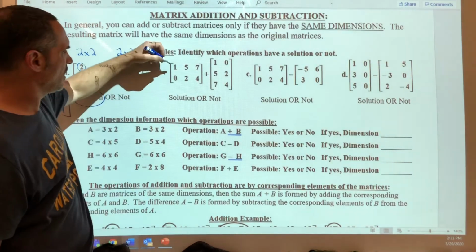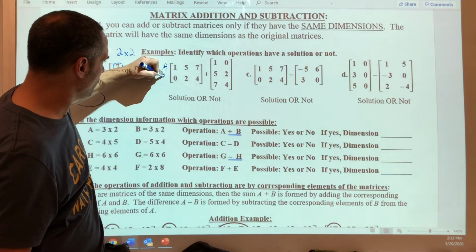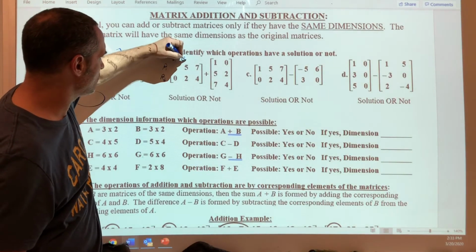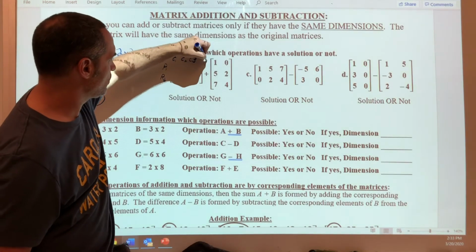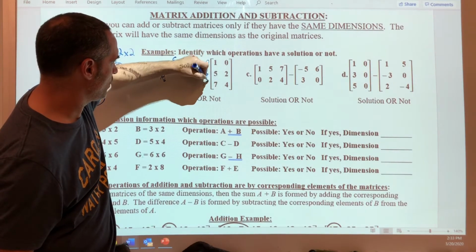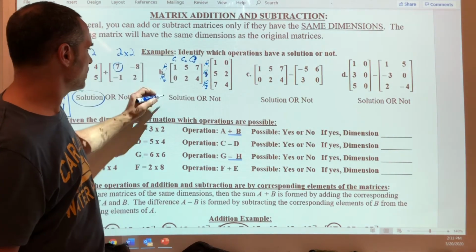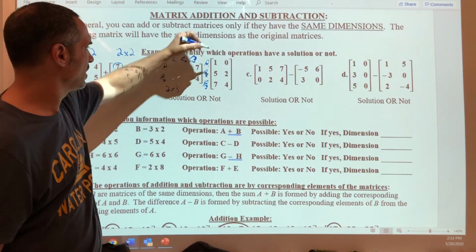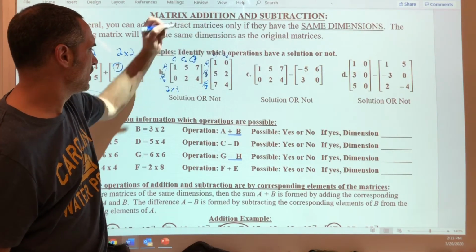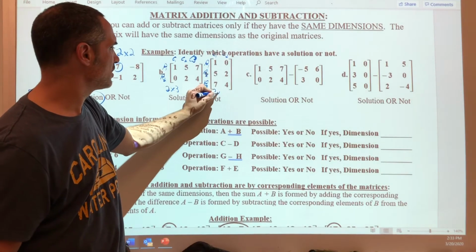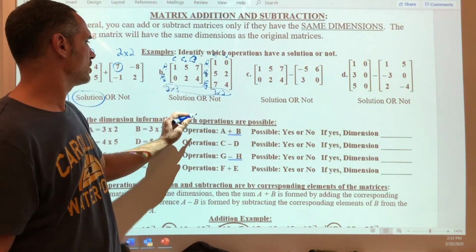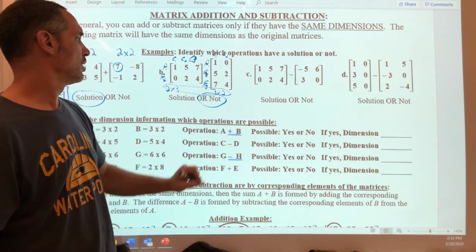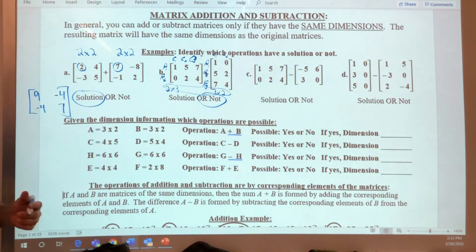The dimensions here: this is row 1, row 2, column 1, column 2, column 3. This is row 1, row 2, row 3. So we see that this is a 2 by 3. This is column 1 and column 2. This is a 3 by 2. And so these don't match. So there is not a solution there. We cannot add those matrices together.